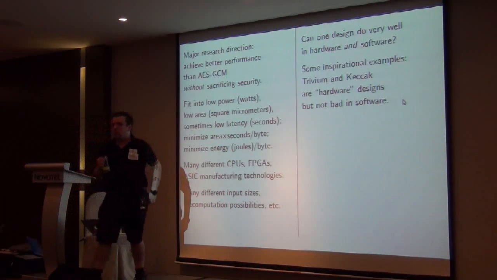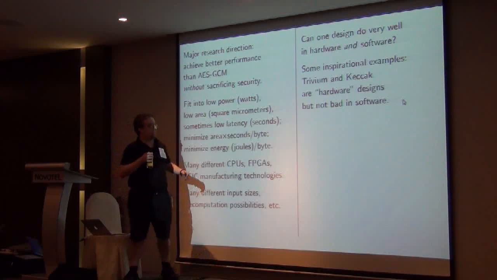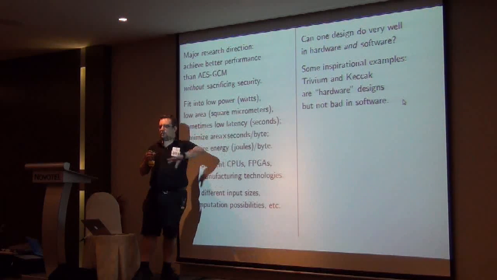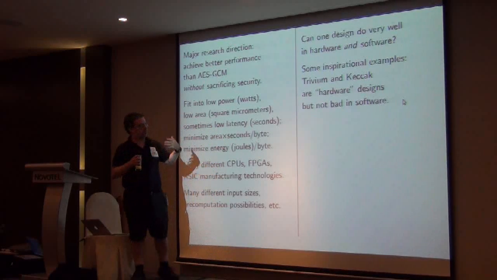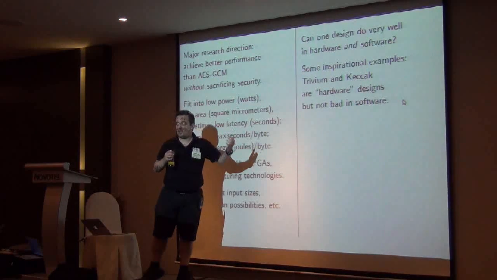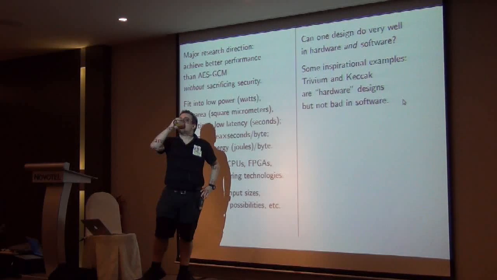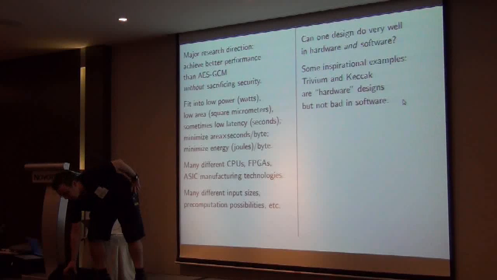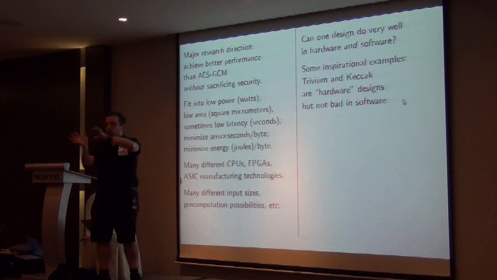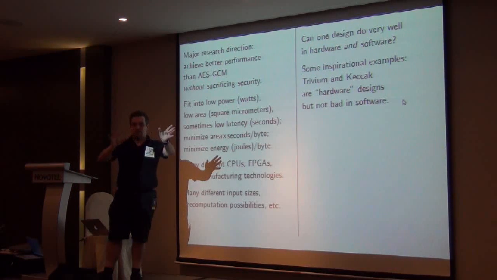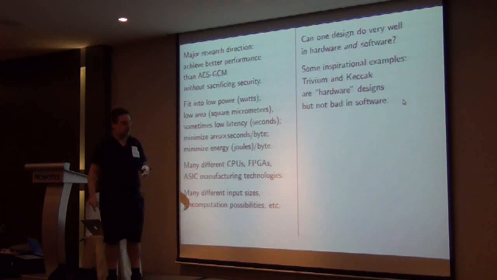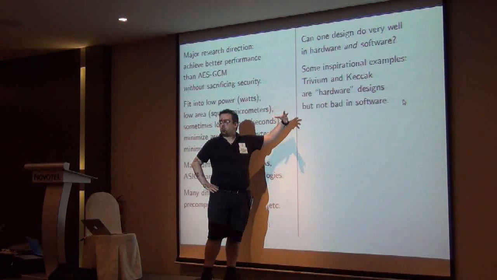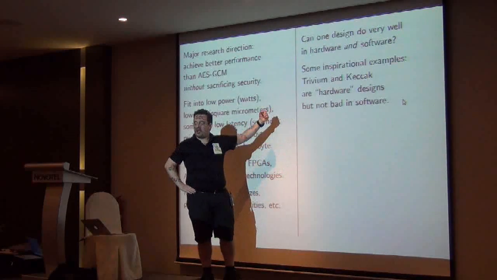One of the questions that I find most interesting is whether there's a way for one design to meet lots and lots of application requirements, to be good in particular for hardware and for software. I think a lot of people say, oh, hardware optimization of ciphers looks like this, software optimization looks like that, and you really can't do both at the same time. But there's some great examples of ciphers which are optimized for hardware, but they're still pretty good in software.